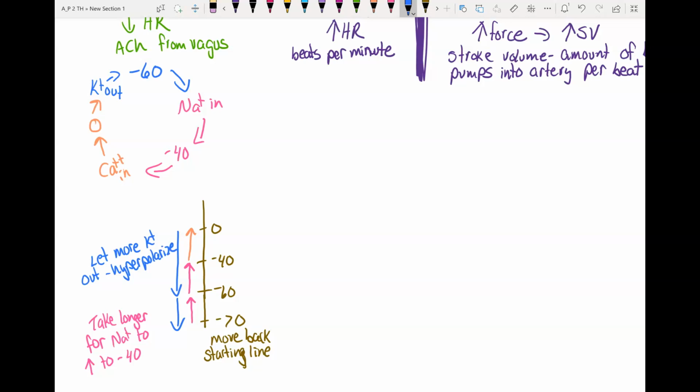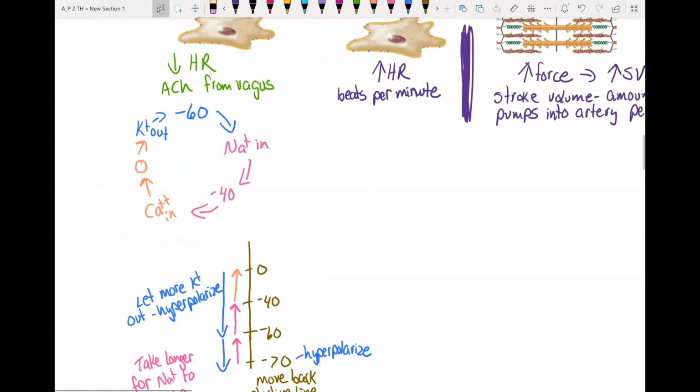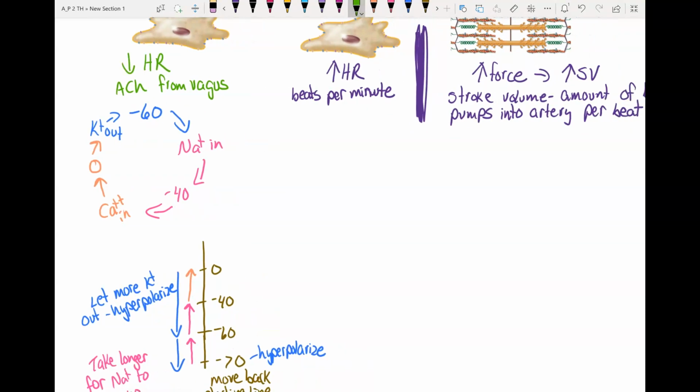Okay, think back to chapter 12. You learned about hyperpolarize. This lower number is the hyperpolarize. So if you can open extra potassium gates, let extra potassium out, that will make it more negative, hyperpolarize, and then it will take longer for sodium to bring you up to negative 40. That is what acetylcholine does. Acetylcholine acts here.